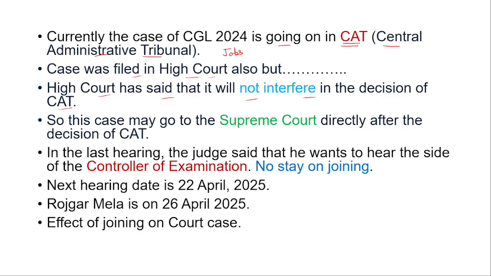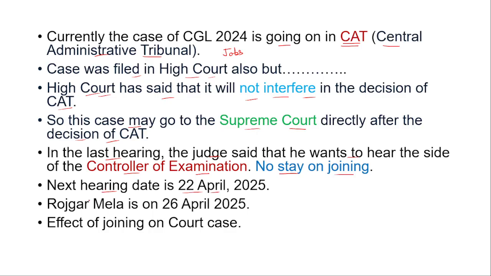It said that it will do the observation, but it will not interfere in the decision of CAT. So after the decision of CAT, the case may not go to the High Court because it has already said that it will not interfere. So the case may go directly to the Supreme Court, because of course one party will not be satisfied. In the last hearing, the judge said that he wants to hear the side of the Controller of Examination of SSC. And also there was no stay on joining. So the next hearing date is 22 April.